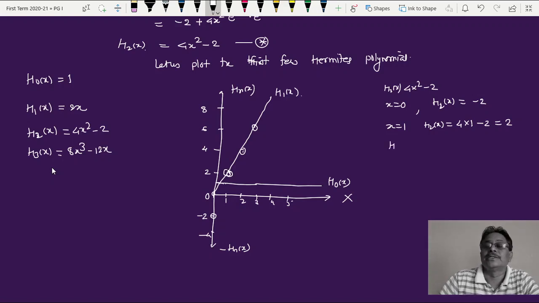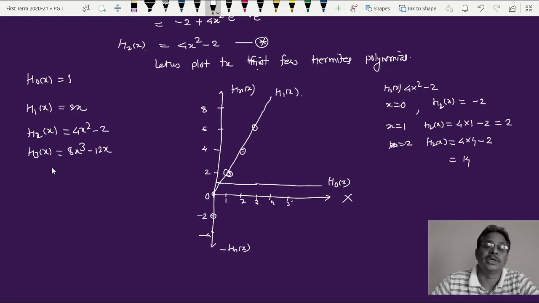Then put x equal to 2. So h2 of x, in this case h2 of 2, is equal to 4 into 4. It is 4x square minus 2, so it is 16 minus 2, which is 14. So this number will be very large, somewhere here. You cannot show it here. And if it is joined, one will get this curve passing here, and this curve reaches very high.